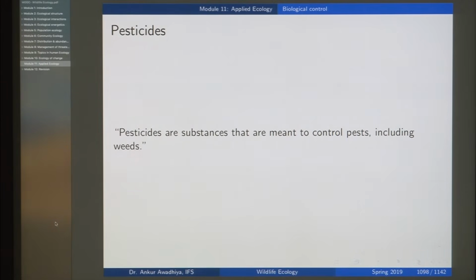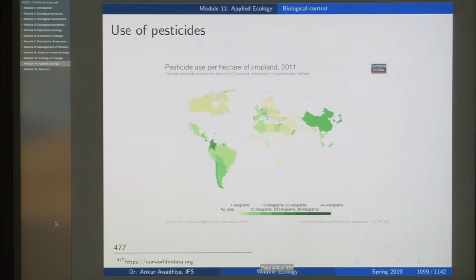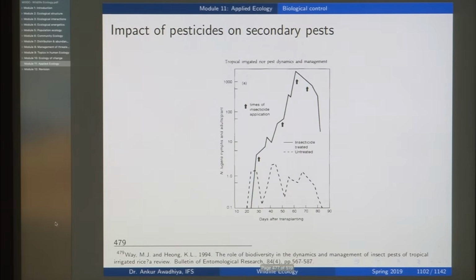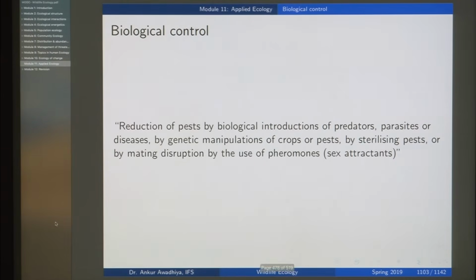Now, we looked at pesticides. They are substances that are meant to control the pests, including the weeds. Their use has been increasing with time, and they have different kinds of impacts, and especially in the case of complex food webs, they may even lead to an increase in the number of secondary pests, because you are removing the top predators in that area.